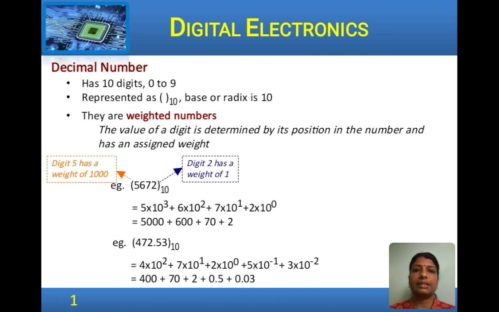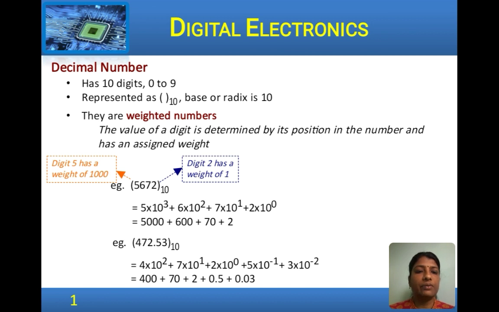First, let us consider decimal numbers, which we are all very familiar with since we have used decimal numbers right from childhood. A decimal number has 10 digits ranging from 0 to 9, and it is represented with the suffix 10, and even if the suffix 10 does not appear, by default it is a decimal number. The base or radix is 10, and decimal numbers are weighted numbers. That is, the value of a digit is determined by the position of the digit in the number.